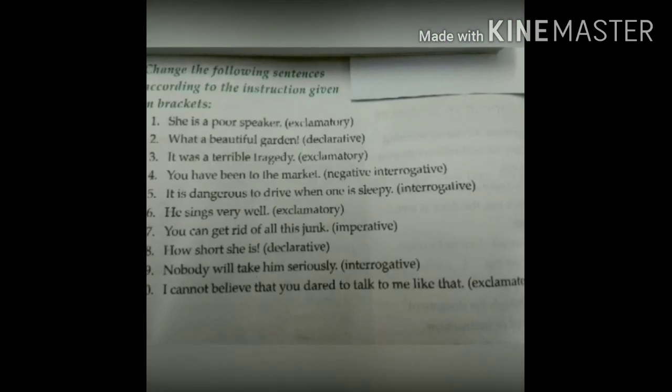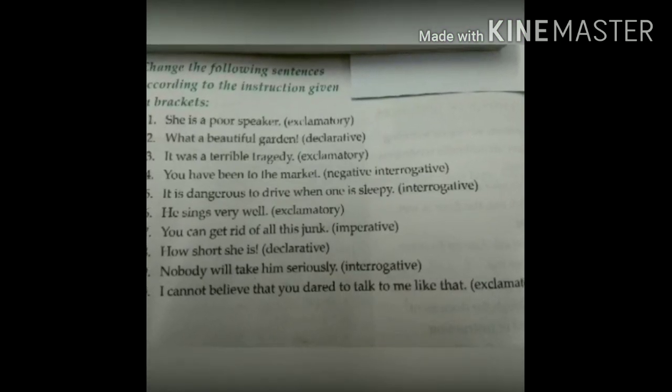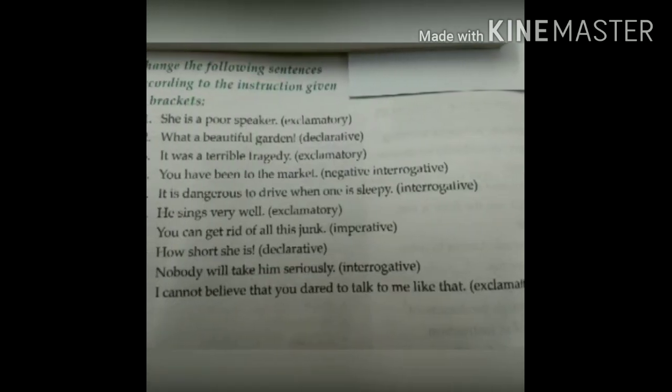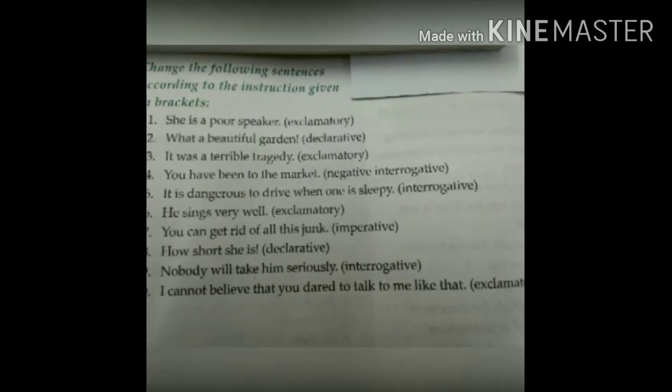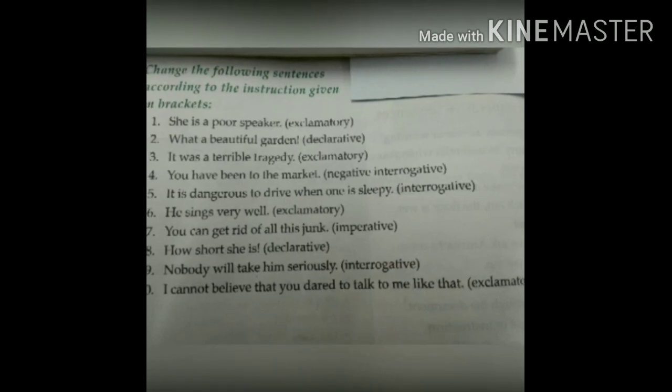So here is one exercise. You have to change the following sentences according to the directions given in the brackets. Pause the video once and do the exercise very carefully.